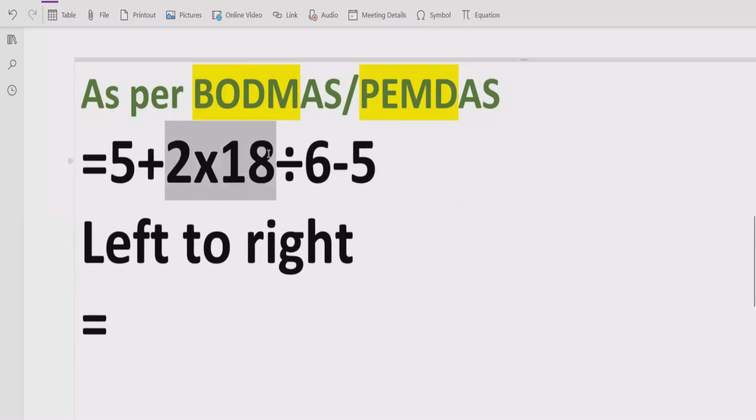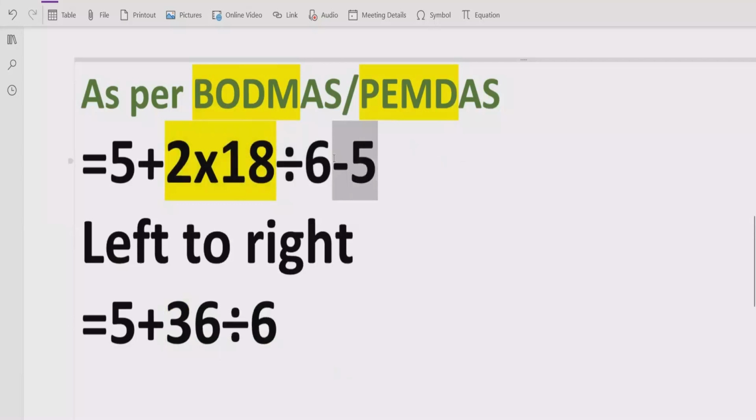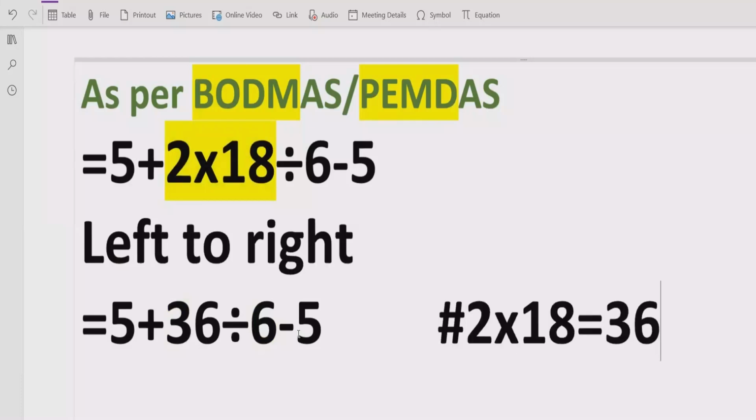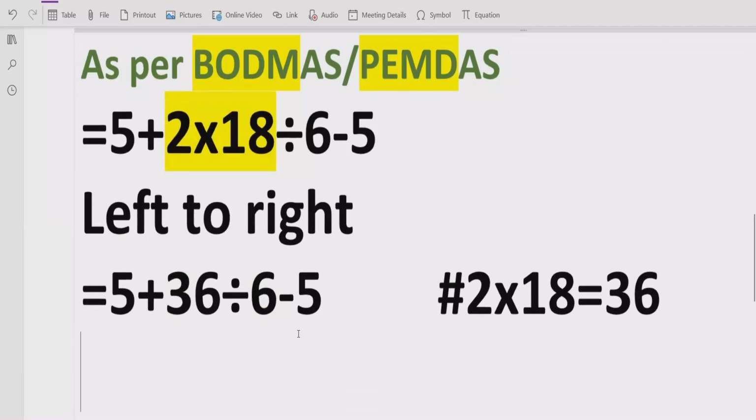So in this expression, we have this part which is 2 multiplied by 18. So 5 plus 2 multiplied by 18 equals 36, and divided by 6, we write as it is right now, and minus 5, we will write as it is. Here we give the reference: 2 multiplied by 18 equals 36. Now, move forward to solve again division and multiplication. We will follow this step until we have solved all the multiplication and division.